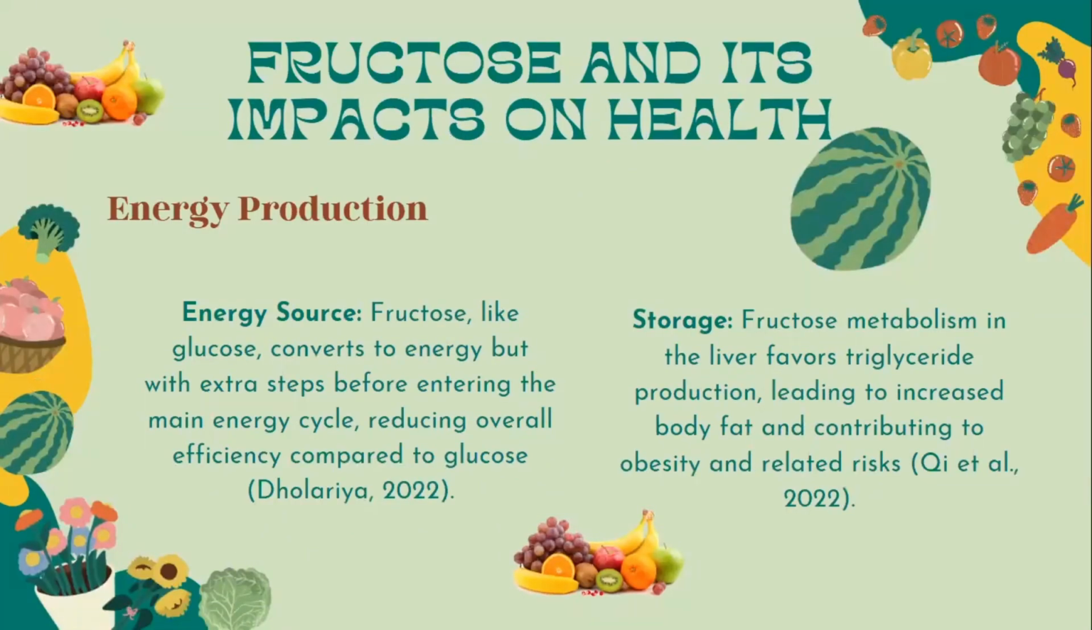Energy production. Energy source, fructose, like glucose, converts to energy but with extra steps before entering the main energy cycle, thus reducing the overall efficiency compared to glucose. In terms of storage, fructose metabolism in the liver favors triglyceride production, leading to increased body fat and contributing to obesity and other related risks.